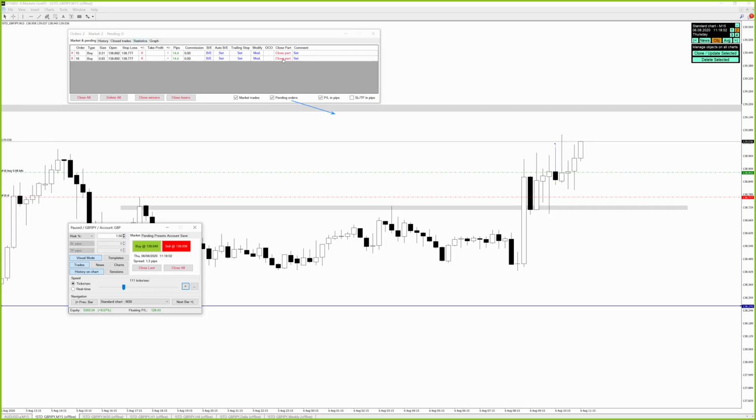So what we're going to do is close 90% right here. 90%, that stops at break even, and we're going to close partials right here as well. We're going to close 90%, put stops at break even, and let the rest run.